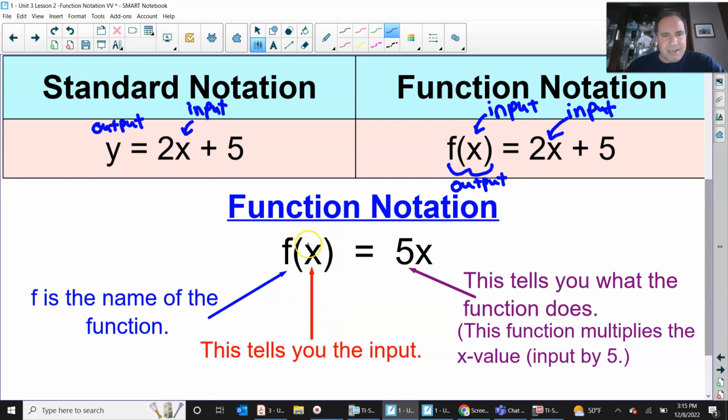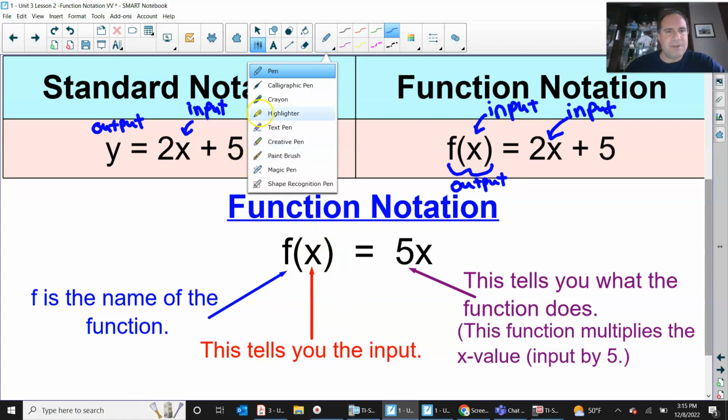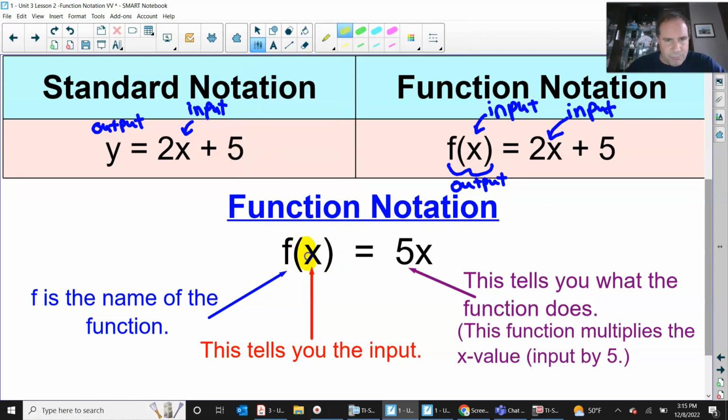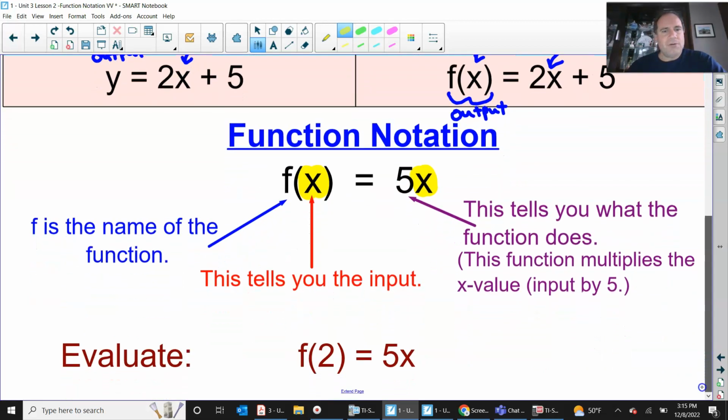This x right here tells you the input. This tells you what to substitute in for the x, and this tells you what the function does: 5 times the x. And that's it. So evaluate f of 2 equals 5x.